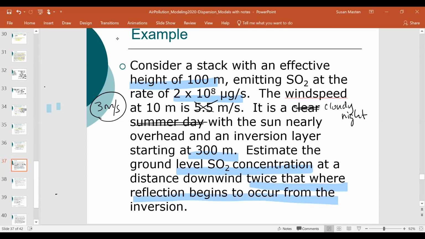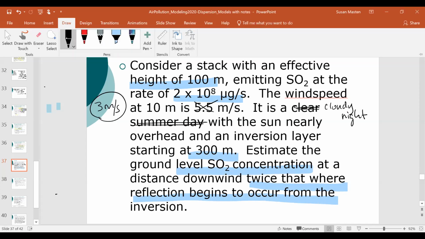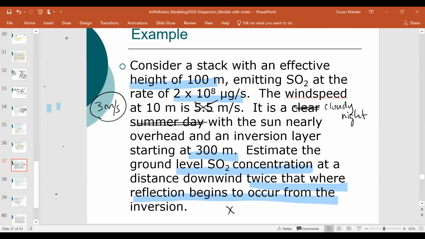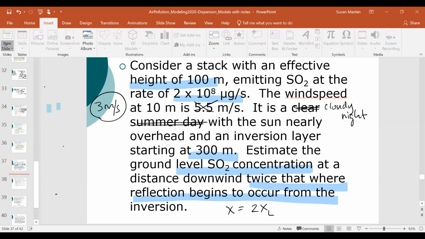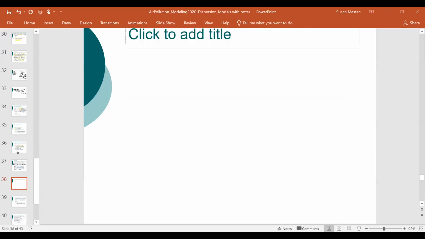So what we're looking for here is where X is equal to 2 times X sub L. So it's at that set of conditions. Let's just do the same thing. We'll add a new slide here, and then we can work through. So we have H equal to 100 meters, U sub A is equal to 3 meters per second, L is equal to 3.